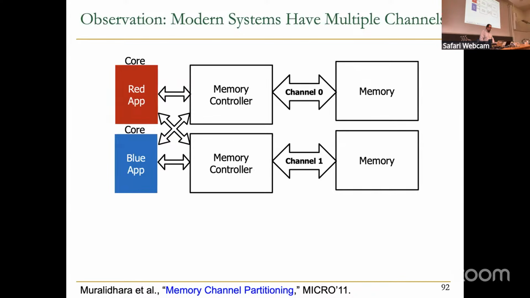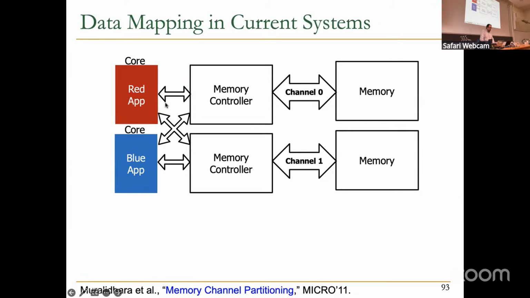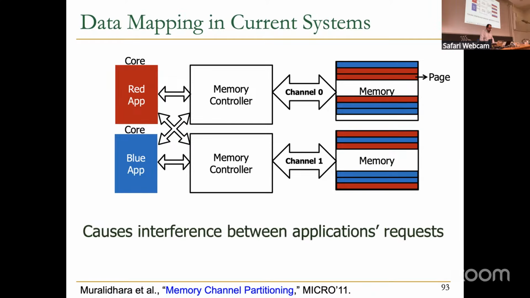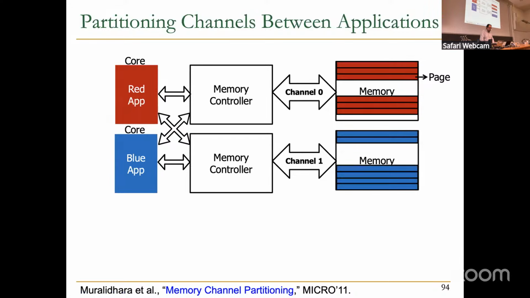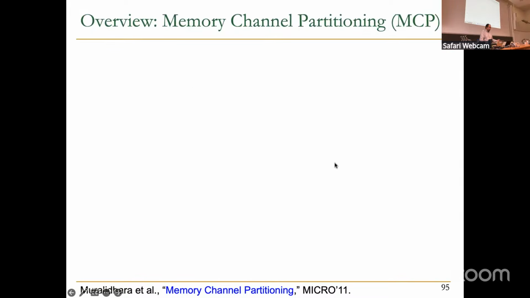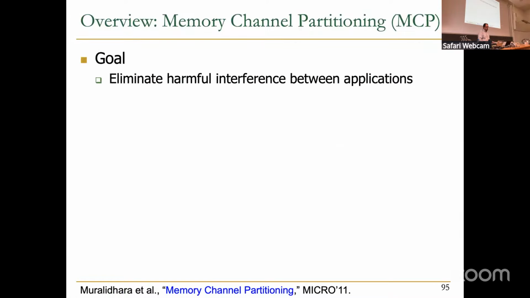You have two applications, red application and blue application, and they are generating requests. For example, the red application is going through both channels and accessing the memory, and the blue application also uses both channels. And now you are seeing that we are observing some interference between the red application and the blue application. So one way to handle that is to do channel partitioning. So send all the requests from the red application to channel 0 and the blue application to channel 1. So this can immediately solve the interference problem.